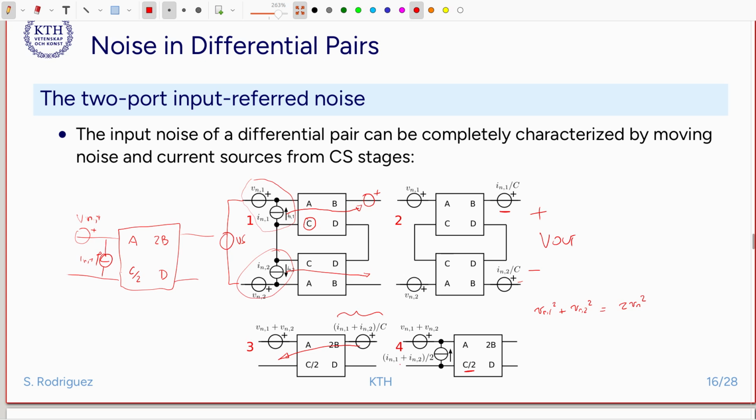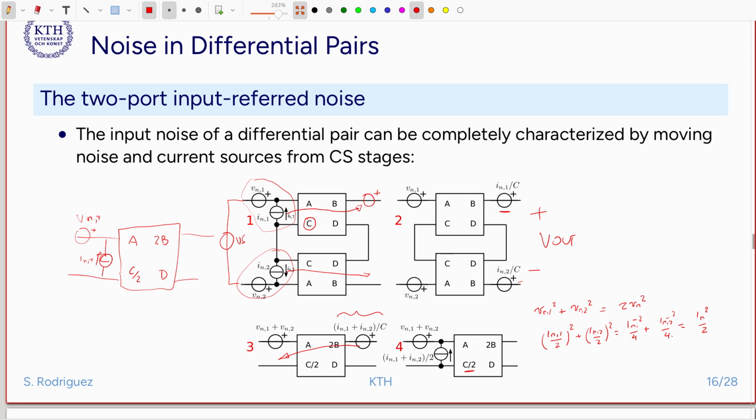Then when we check the noise currents, on the other hand, we see that we have the noise current In1 divided by 2. We will square this one plus the In2 divided by 2 squared, and then we will have In1 square divided by 4 plus In2 square divided by 4. And again, both devices are biased at the same current and they are exactly the same size. Then this will be equal to In square divided by 2.